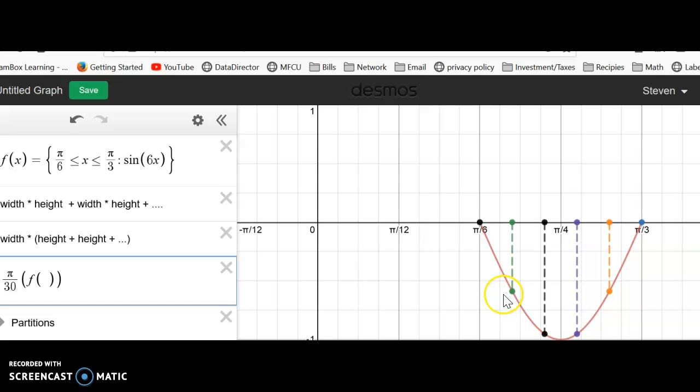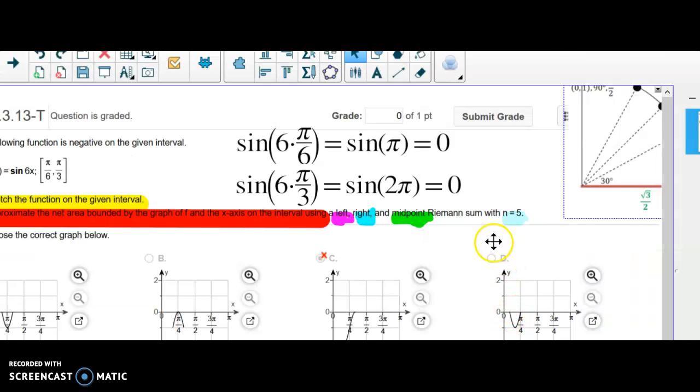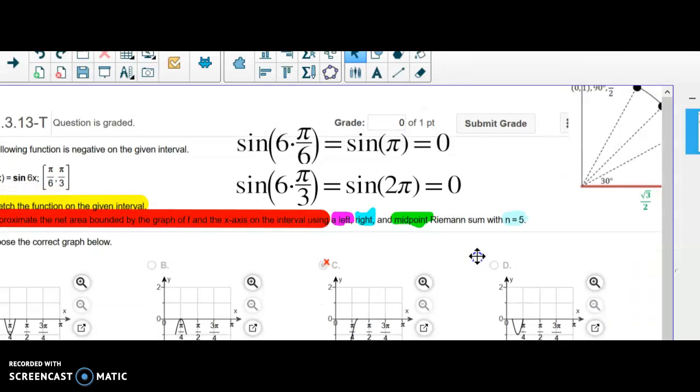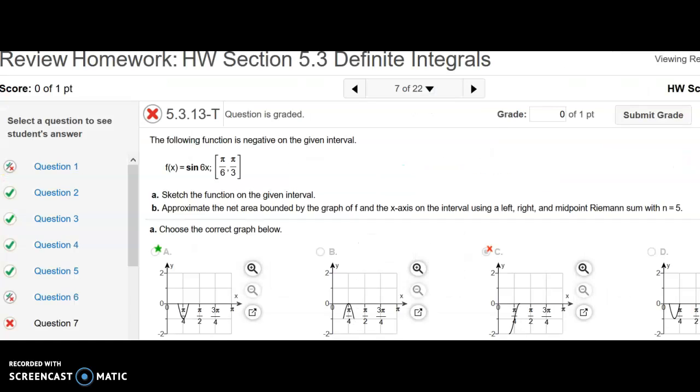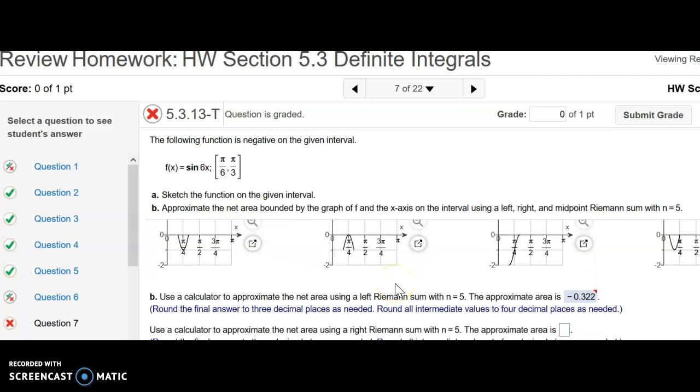Let's go back to Desmos here, and the first thing that they're asking us to find out is, I think, a left or a right-hand sum. Let me actually go back to the problem so that we can see here. They're asking us first to use a calculator to approximate the net area using a left Riemann sum with n equals 5. So a left sum with n equals 5. The student got it wrong. We're going to figure out what exactly it is. But here's how this works.